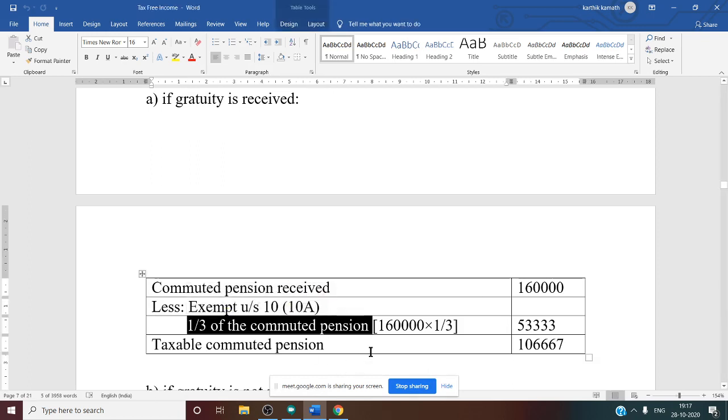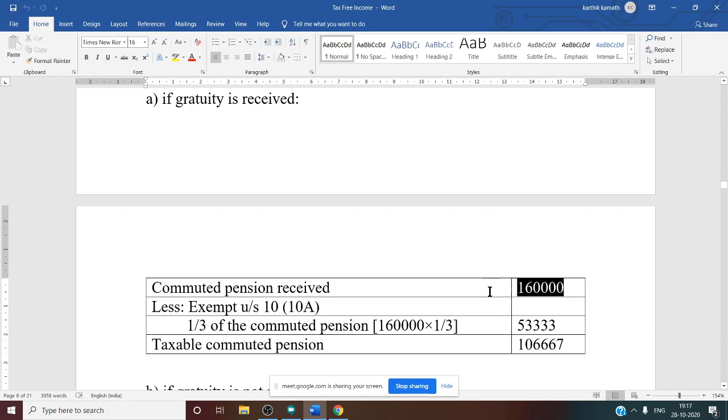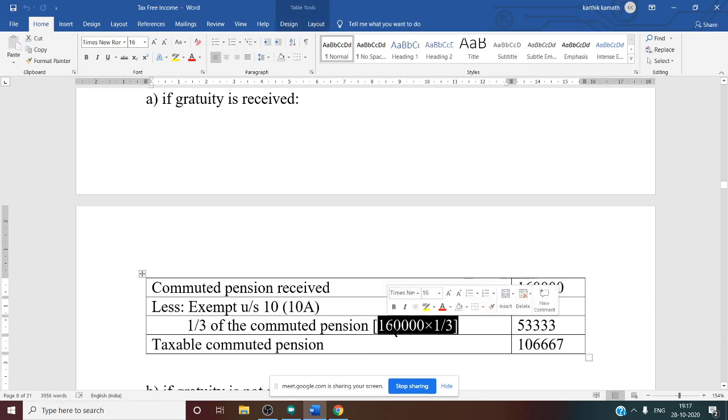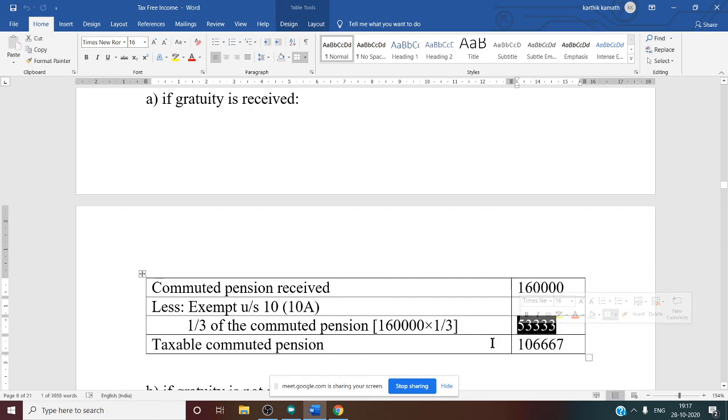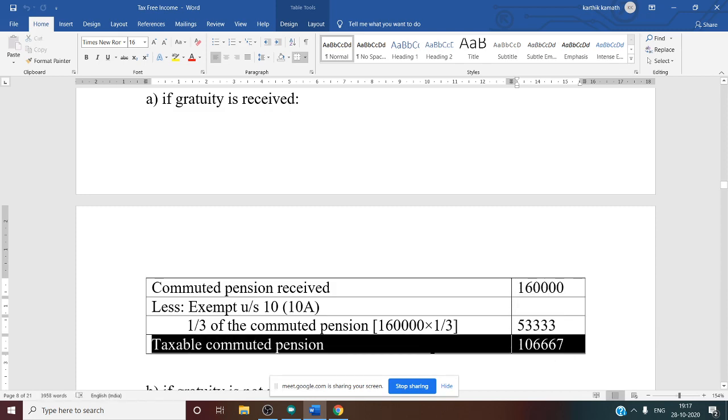Less exempt under section 10 clause 10A, one-third of commuted pension. That is nothing but 1,60,000 into 1 by 3. 1 divided by 3 gives 53,333. So this amount is exempt, but we want the taxable amount. How do we get the taxable amount? From the commuted pension, minus the exempt amount of 53,333, you will get the taxable commuted pension, that is 1,06,667. So that is for the first case, where he is receiving the gratuity.